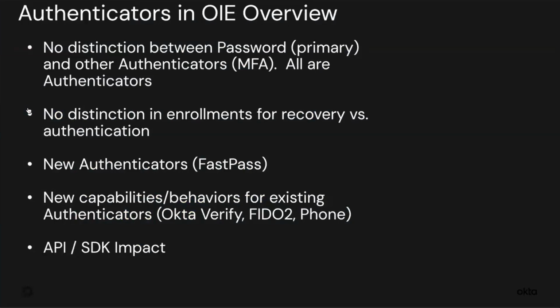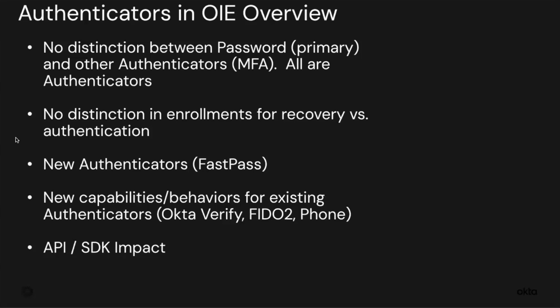For today, authenticators in OIE. So just some general high-level changes between OIE and Classic as it relates to authenticators. Number one, there's no longer any distinction between password as the primary authenticator and everything else as MFA. In OIE, everything is just an authenticator, including password. And everything is treated the same from an authenticator standpoint. We'll see more specifically what that means when we go through some demos in just a bit.